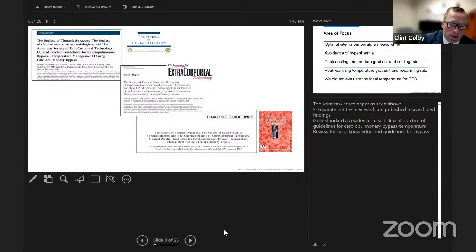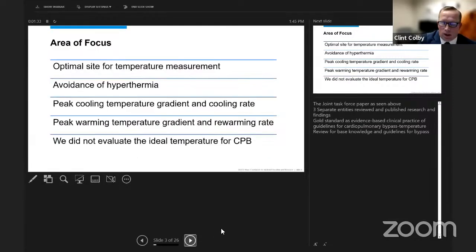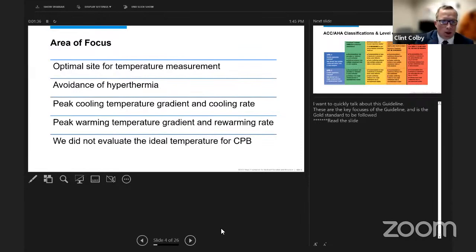It's worth knowing that anesthesiologists and cardiologists reviewed these articles. Areas of focus were optimal site management for temperature measurement, avoidance of hypothermia, peak cooling temperature gradients and cooling rate, peak warming temperature gradient and rewarming rate. The paper did not evaluate ideal temperature for cardiopulmonary bypass.